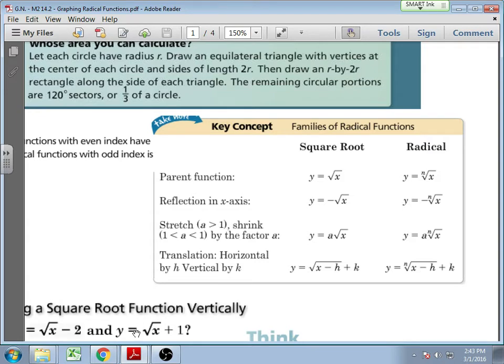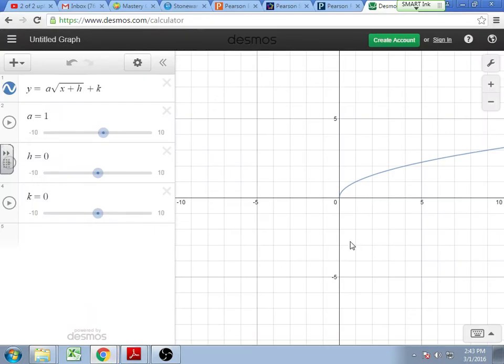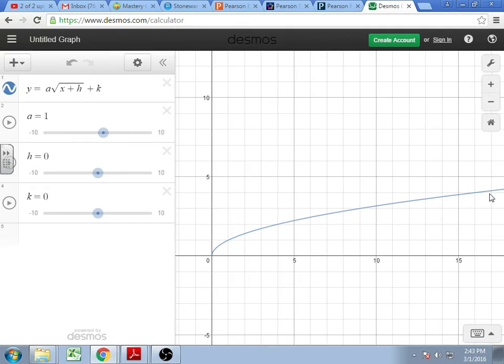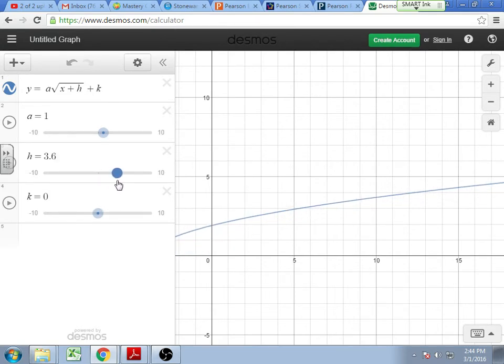So if we pop over into Desmos and look at our radical graph, I have here the parent function graph, just radical x. I have A set to 1, so it won't do anything. H and K are both set to 0. As I move my H and get larger, you'll see that as I add values, I actually shift left. As I subtract values, I actually shift right.